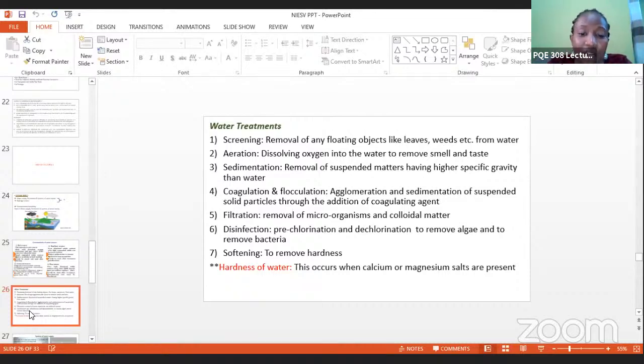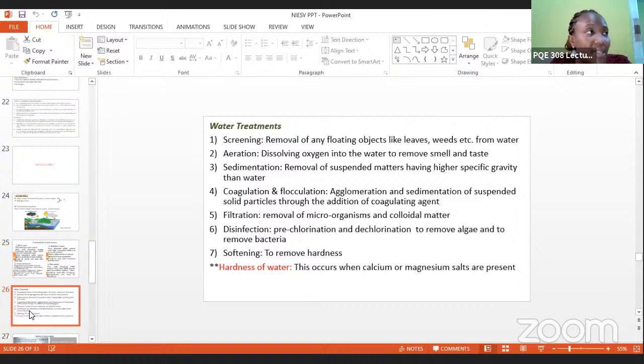So those are going to pass through sedimentation. And of course, coagulation and flocculation. We use alum. Alum is a coagulant. I'm very sure that is what we use in probably rural environments where they don't have good water. By the time you put alum, it's going to agglomerate. It's going to bring all those other particles together, and they will clog together. That is the essence of coagulation and flocculation. That is agglomeration, coming together and sedimentation of suspended solid particles through the addition of coagulating agents.